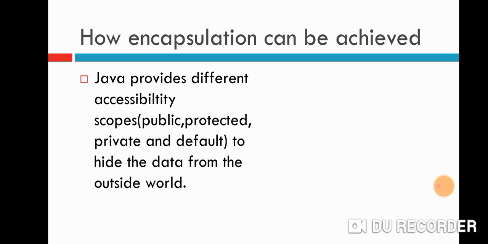Now, how can encapsulation be achieved? Java provides different accessibility scopes, that is public, protected, private and default, to hide the data from the outside world. So what are these accessibility scopes or access specifiers, we will look into in more detail.